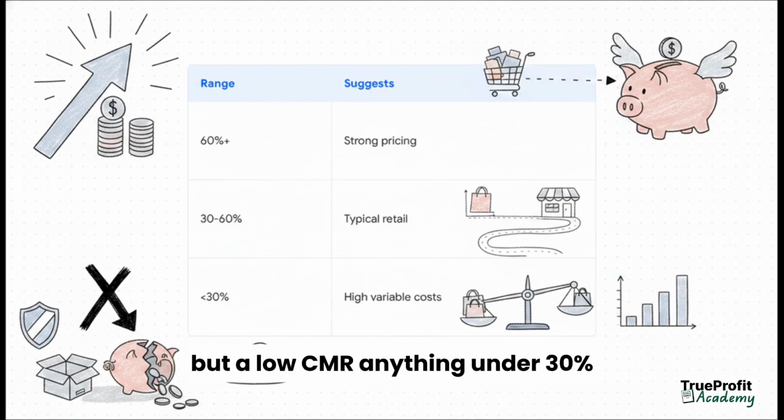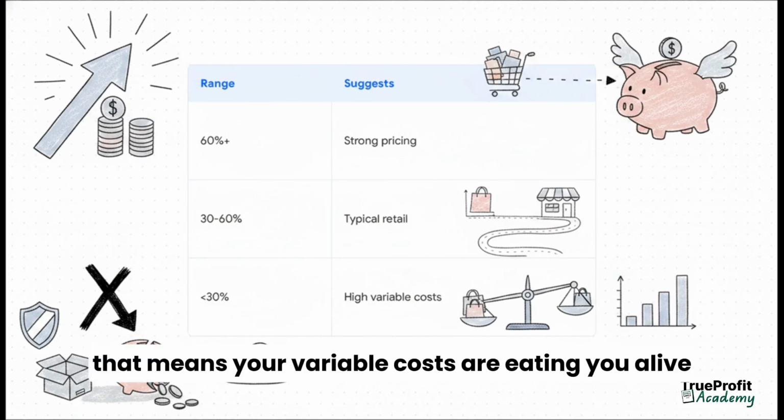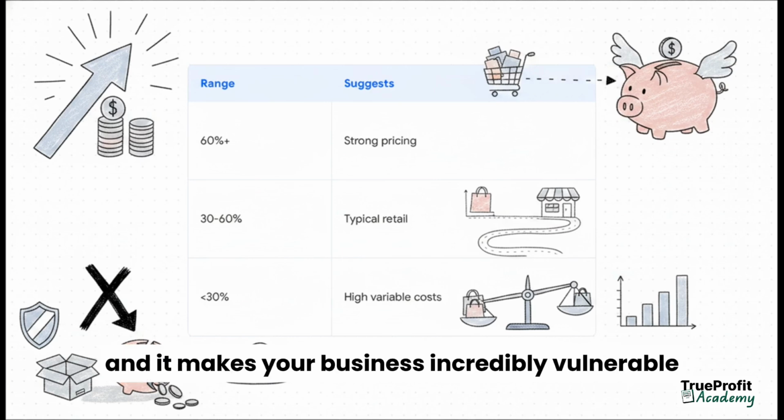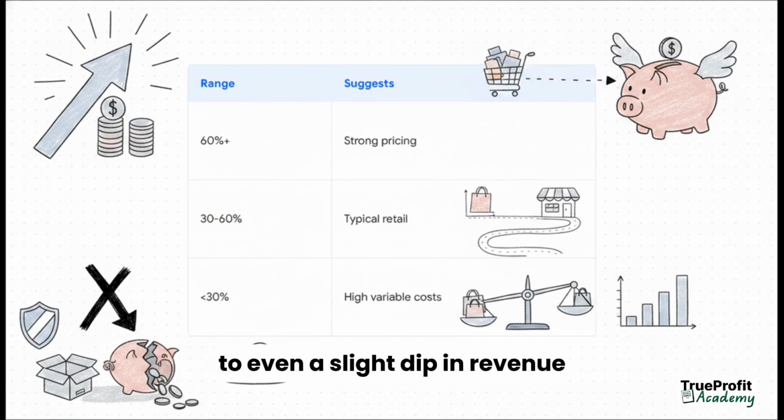But a low CMR, anything under 30%, that means your variable costs are eating you alive. It leaves very little margin to cover your overhead, and it makes your business incredibly vulnerable to even a slight dip in revenue or a spike in supplier costs.